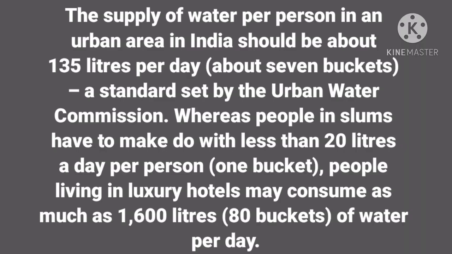And under the Urban Water Commission, the supply of water per person in an urban area in India should be about 135 litres per day, about 7 buckets. It is a standard set by the commission. Whereas people in slums have to make do with less than 20 liters a day per person, means less than one bucket. People living in luxury hotels may consume as much as 1600 liters, means 80 buckets of water per day.